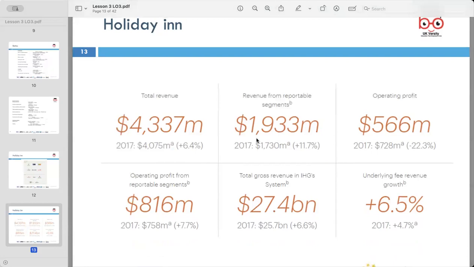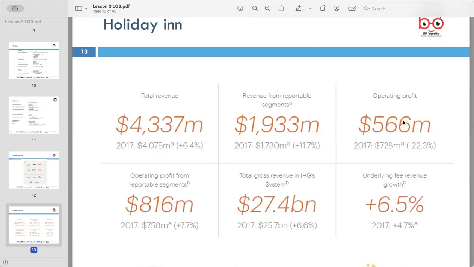Then operating profit, which is $816 million, reflecting a significant increase of 7.7%. Then revenue from reportable segments, which is $1,933 million, indicating robust growth of 11.7% compared to the previous year. Next is gross revenue. Holiday Inn contributed to the overall gross revenue of InterContinental Hotels Group, with total gross revenue reaching 27.7 billion, a 6.6% increase compared to the previous year.